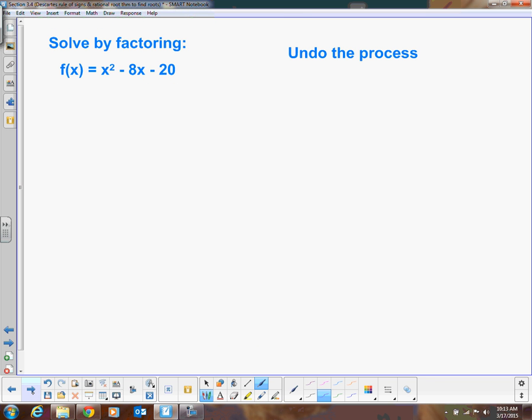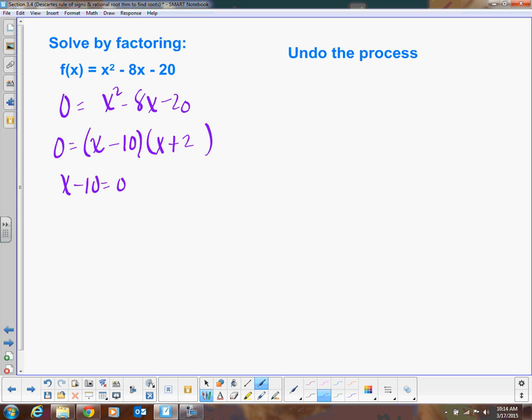So let's solve by factoring, and then we'll undo this. We'll say 0 equals x squared minus 8x minus 20. How do you factor? Well, the factors of 20 that subtract to give you 8: 10 and 2. So what does this mean? This means x minus 10 equals 0 and x plus 2 equals 0. That means x equals 10, and x equals negative 2.